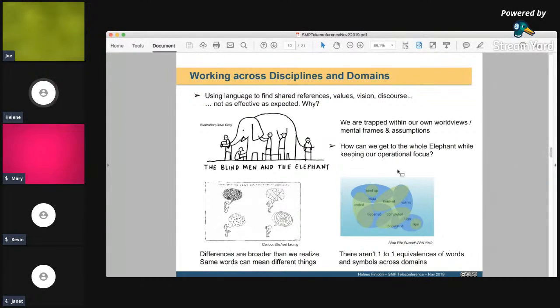Differences are broader than we realize. We all have different opinions about the same things. Same words can mean different things. And if you look at this blue and yellow illustration here that I took from Pilar Bunel's presentation at ISSS, she's crossing the semantic fields of words in English and in Estonian, and you can see that there's no one-to-one equivalence between words or symbols across domains.